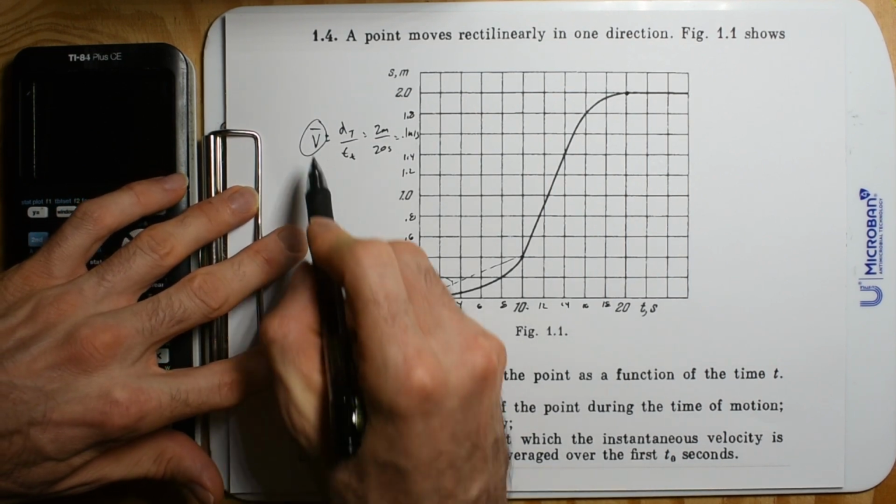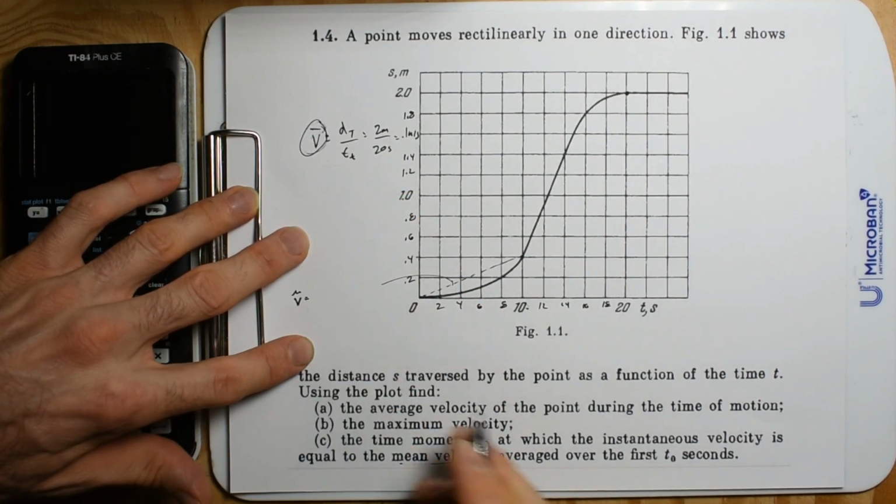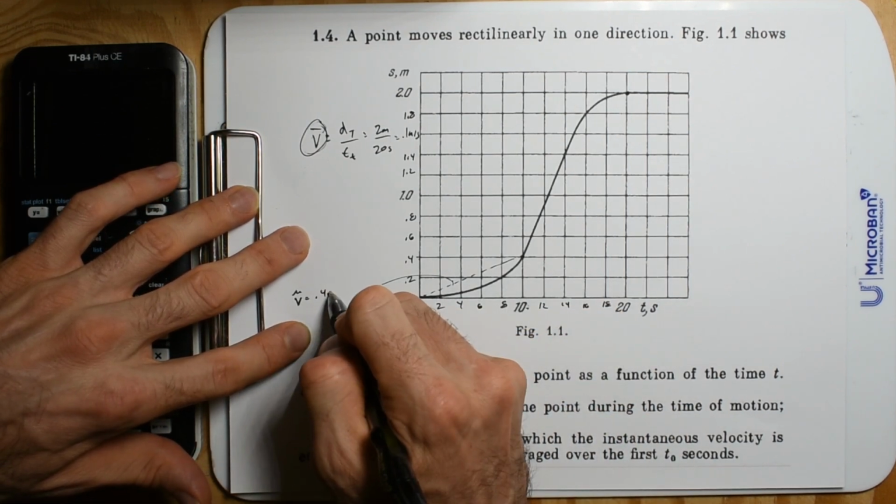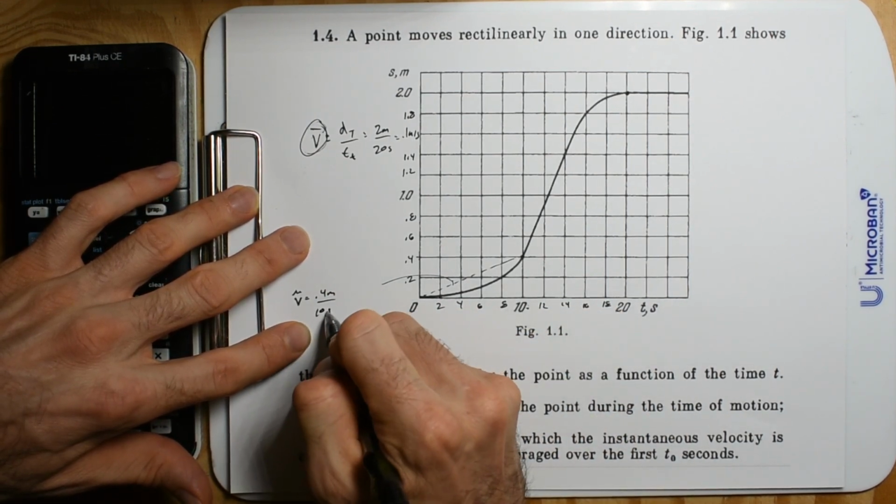That's different than this average velocity, but the mean velocity of this is going to be 0.4 meters in 10 seconds.